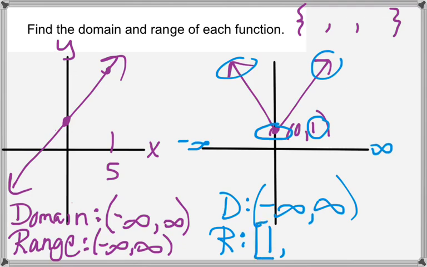So we have a square bracket at that end, signifying that the number 1 is part of the range. So that's the lowest the graph goes. Now let's check out how high the graph goes.